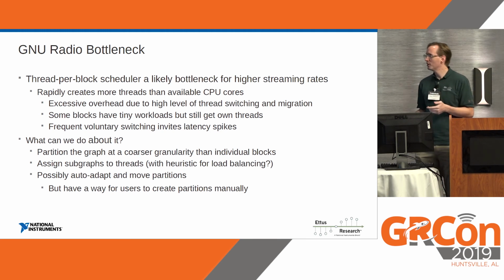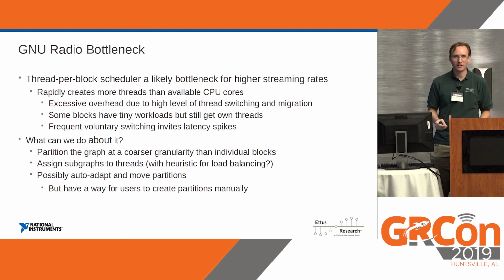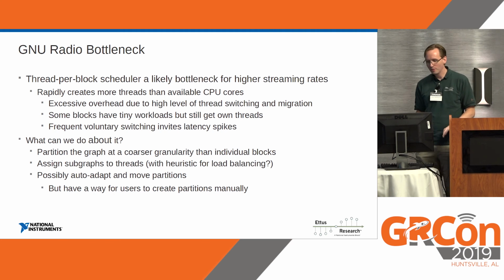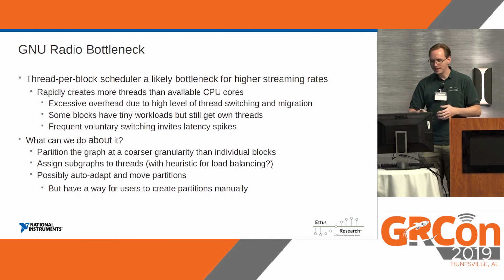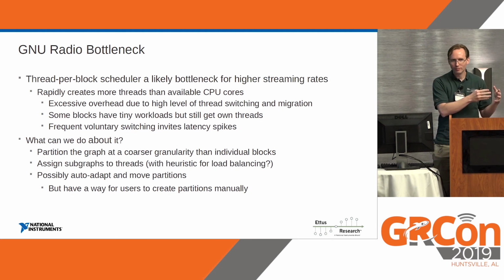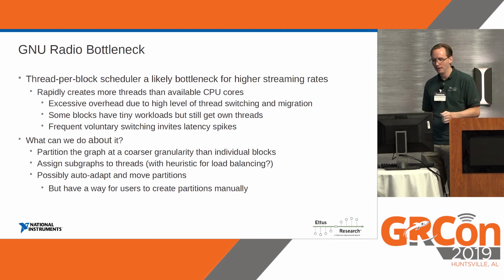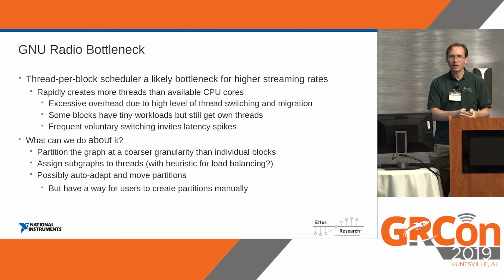So what are the things we can do about it? Well, Marcus actually went over a lot of this already. But we could partition the graph at a coarser granularity. Maybe let's not have so many threads. It's just not useful. And then we could take those subgraphs and put them on individual threads, assign them to cores, maybe do some pinning. There's some ability here to auto-adapt, but we should probably always have a way for the user to specify, because nobody knows the application better than the user themselves.